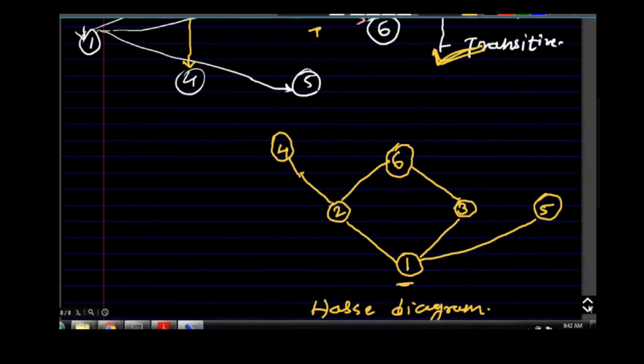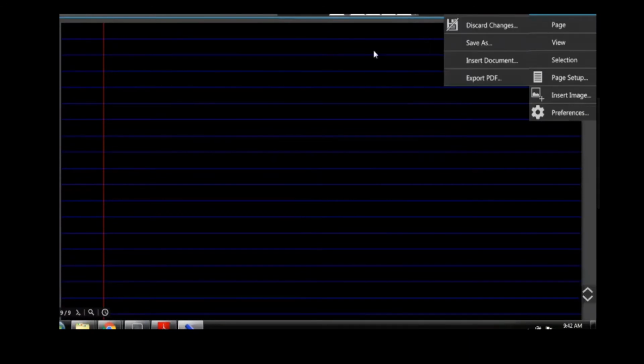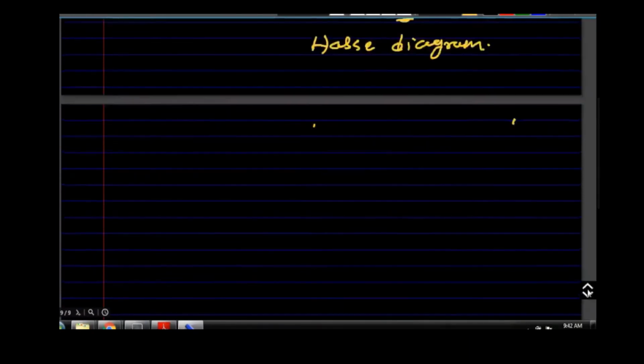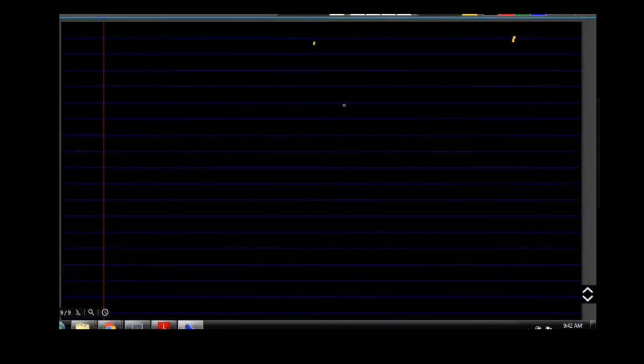So let me know in the chat box whether you have got this Hasse diagram or not, because this Hasse diagram is required to understand the next topics that we are going to study, lattice and chains and antichains. So for that reason, you need to have a clear idea of the Hasse diagram. Okay, let us take some more examples for a Hasse diagram.